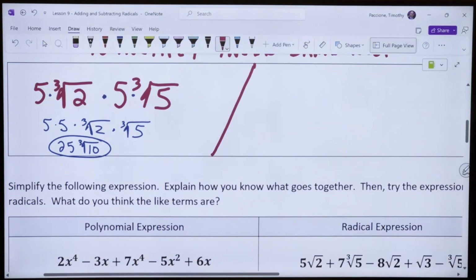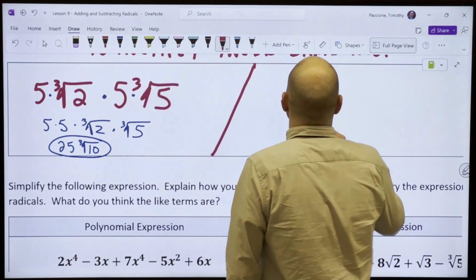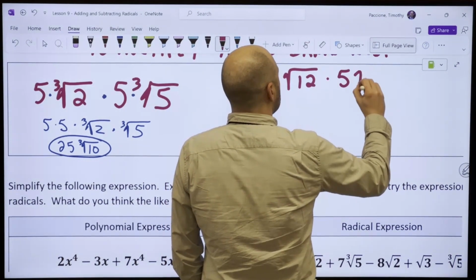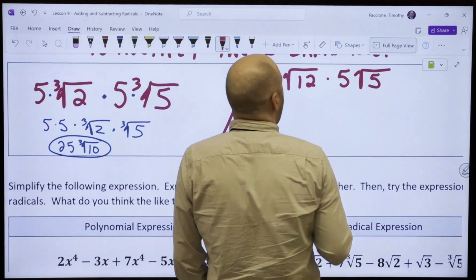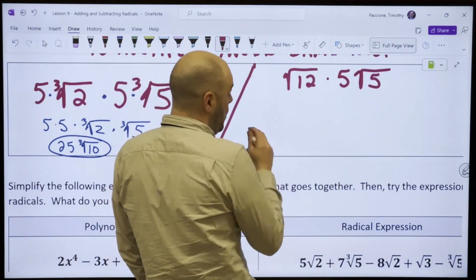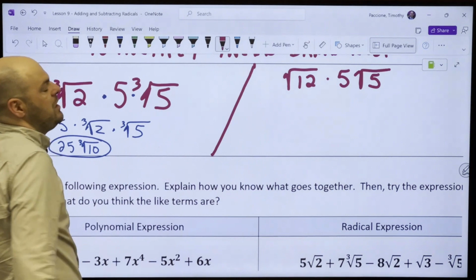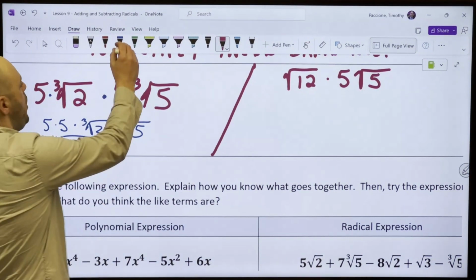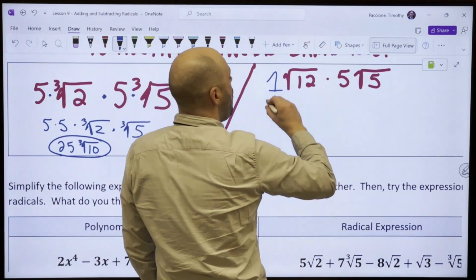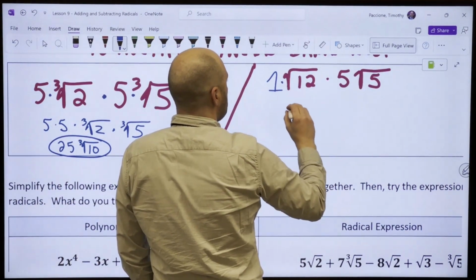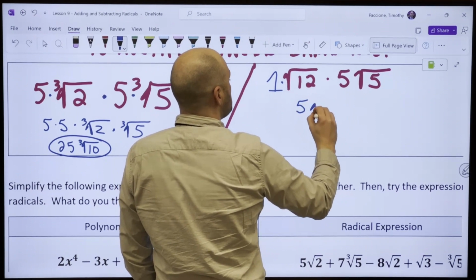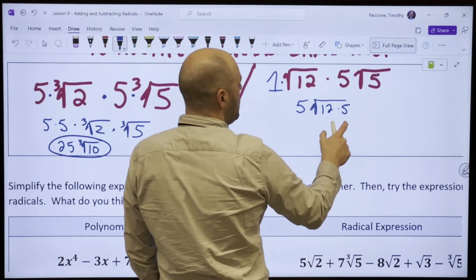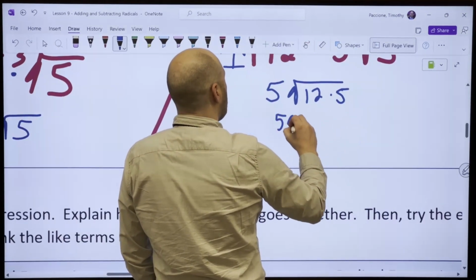Anybody? Yeah, go ahead. The square root of 12 times 5 square root of 5. Okay, cool. All right, so then if we're thinking about multiplying the numbers out front, well, what if we don't have a number out front? Then it's just multiplied by 1. It's just like having an imaginary 1 out there, right? So 1 times 5 is 5. And then I have the square root of 12 times 5, right? That's what happens underneath.